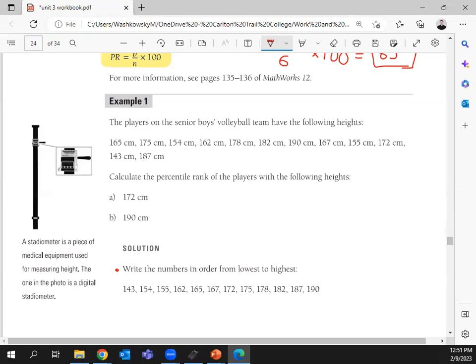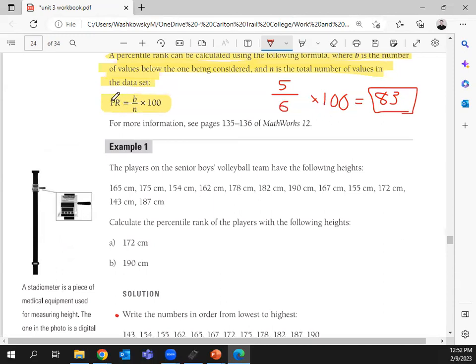Okay, so what we have here, we have 12 players' heights, and they've been organized from the shortest person to the tallest guy, right? That's what you want to do. First thing, organize your data set, smallest to biggest. This is what we've done the entire time we've been doing this. Okay, so I'm using this formula, PR, percentile ranking. Percentile ranking is equal to, so my PR, if I want to figure out 172 centimeters, my B and my N. So N, the total number of people in the data set. How many players are there?